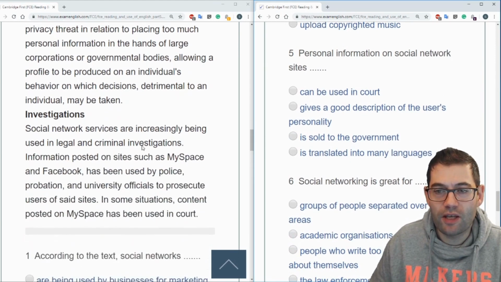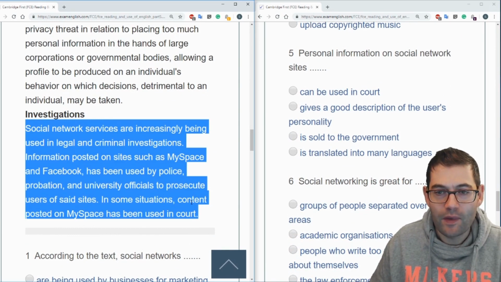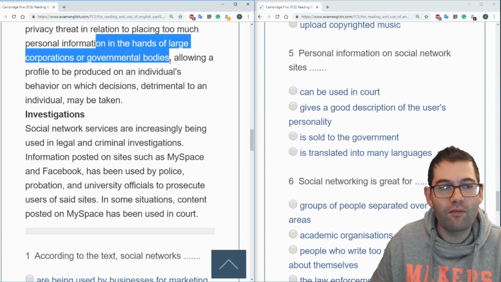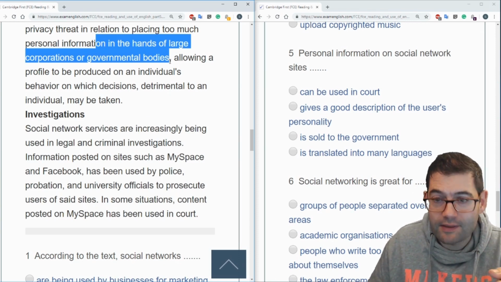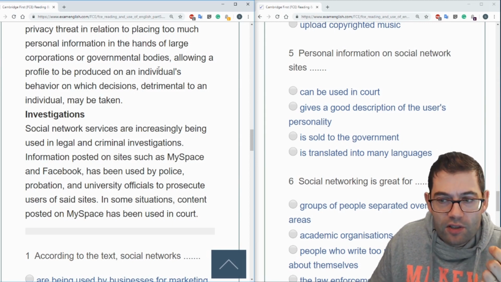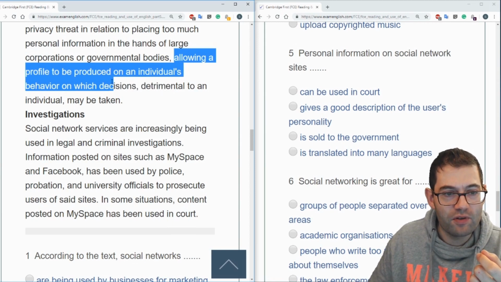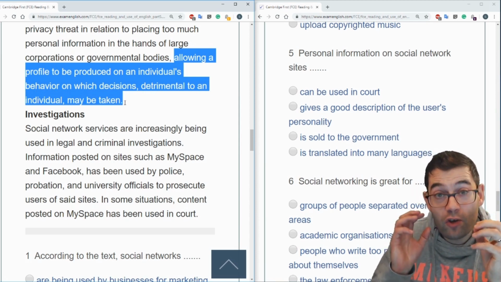Personal information on social network sites. And now we refer to this text here. Personal information on social network sites can be used in court, gives a good description of the user's personality, is sold to the government, is translated into many languages. Now, it talks about being placed in the hands of government bodies, but nothing about it being sold to the government. Does it give a good description of the user's personality? It says it allows a profile to be produced on an individual's behaviour on which decisions may be taken. Okay, but there's nothing specific about it being a good description.